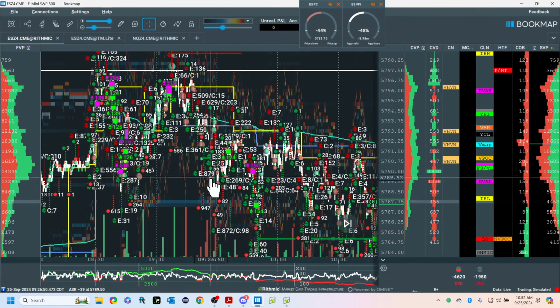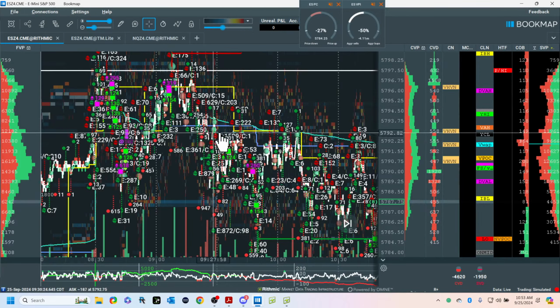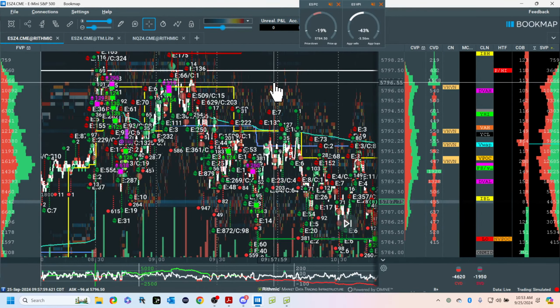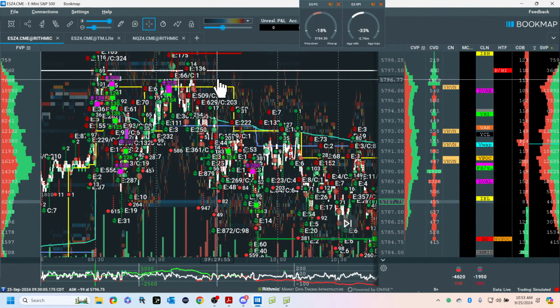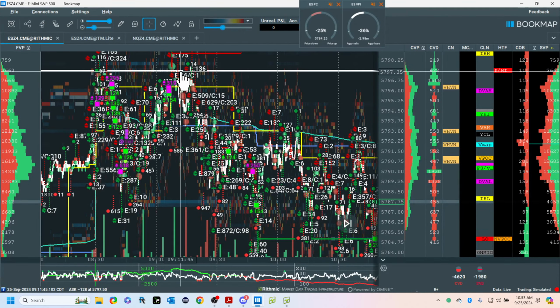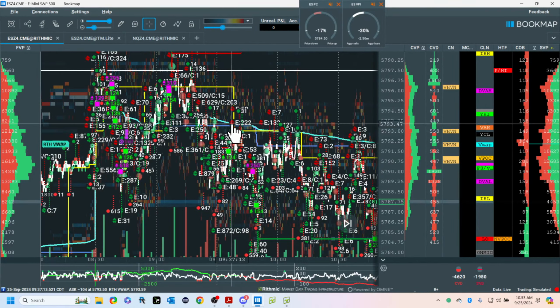Now, we come outside. Remember, this is too high. So variable high volume node. I get VPOC migration down. Not good for the longs. This is now our variable high volume node. It's equal to this one. So this was too low. This is too high. Going into a fractal, that is too high. So resistance here, fallout, too high.